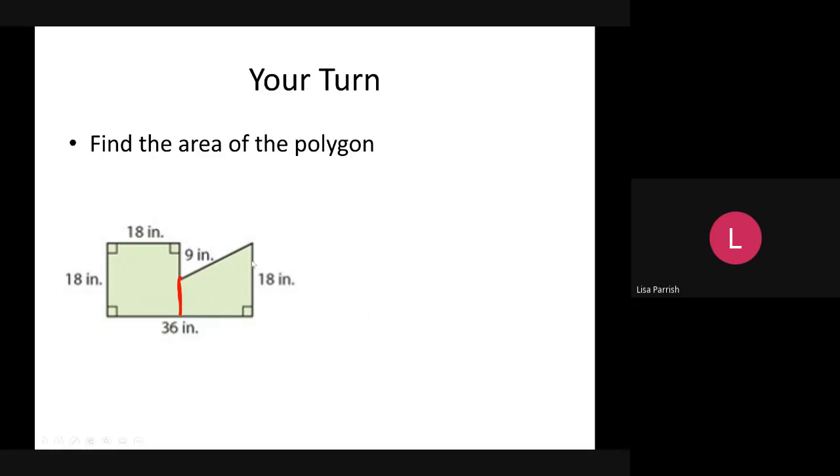It's a trapezoid. Clearly this is not a triangle. It's not a square. It's not a rectangle. It's not a parallelogram or a rhombus. It is a trapezoid. We have one set of parallel sides. So now we know we're dealing with a square and a trapezoid.